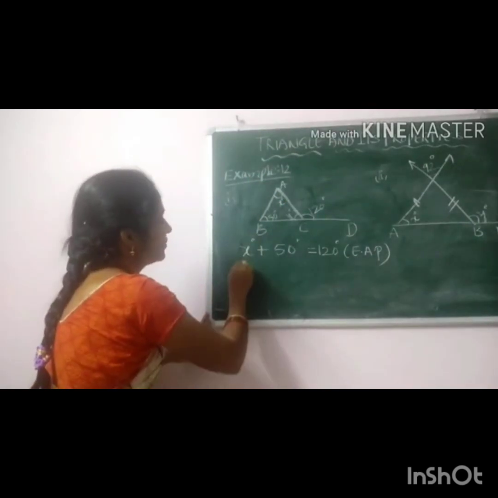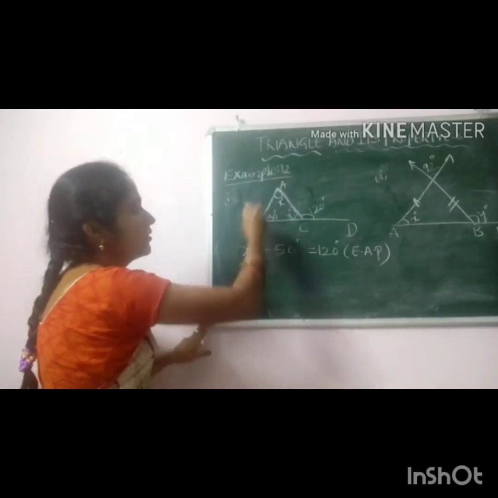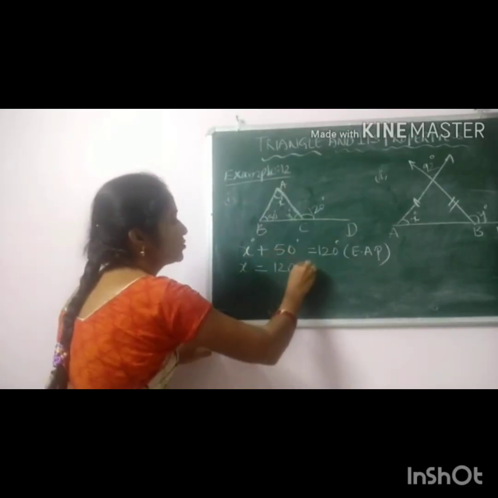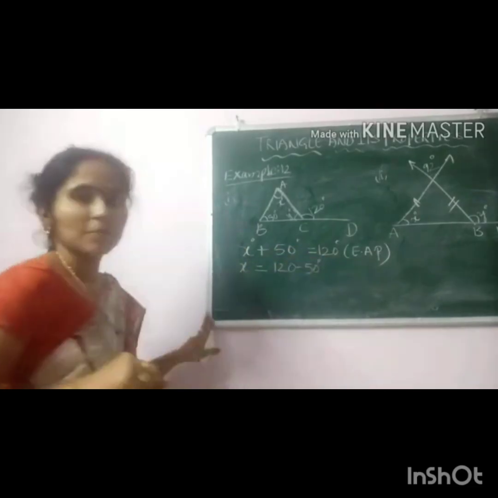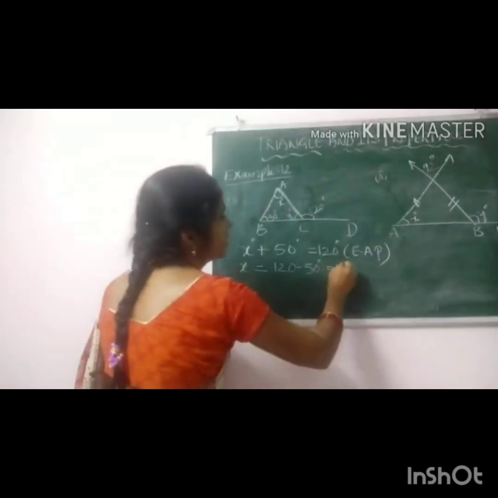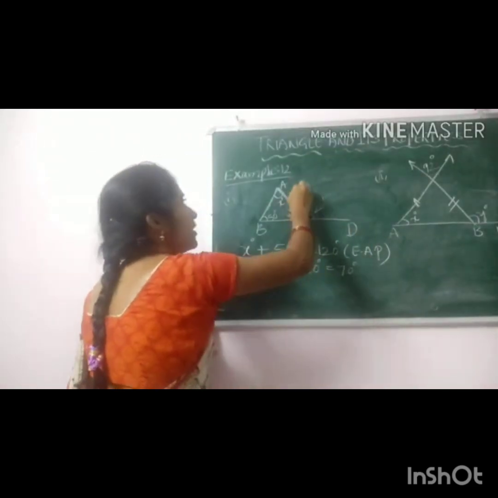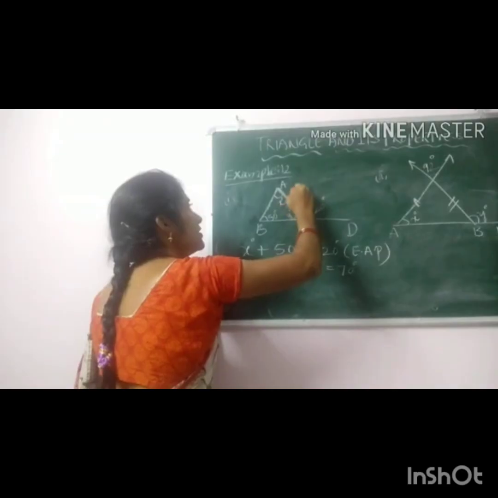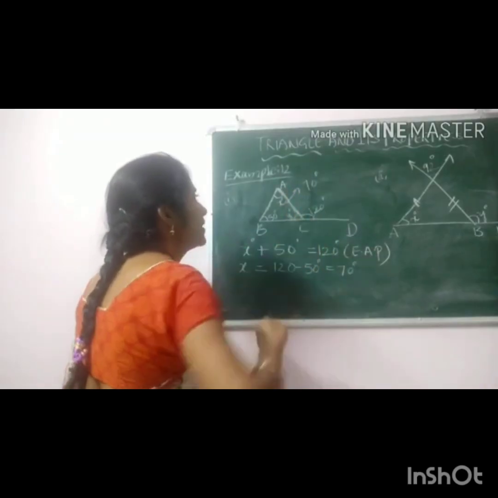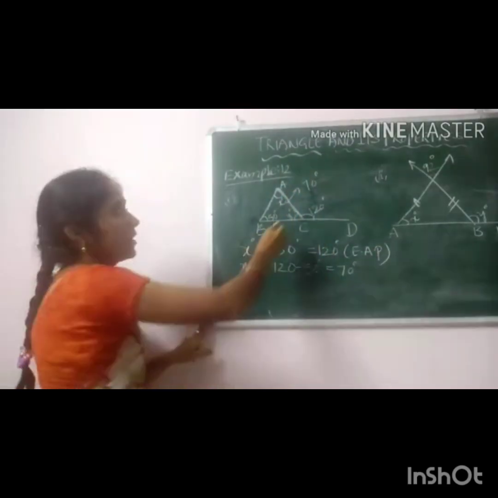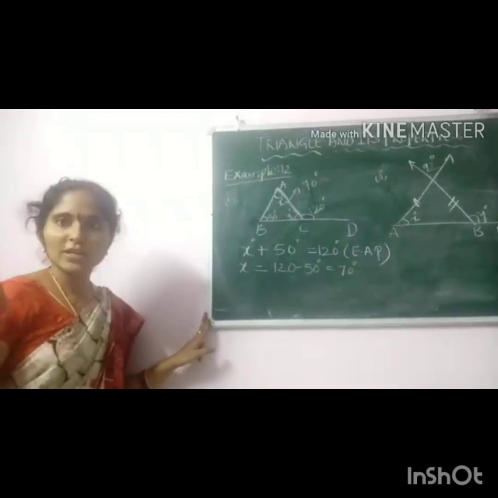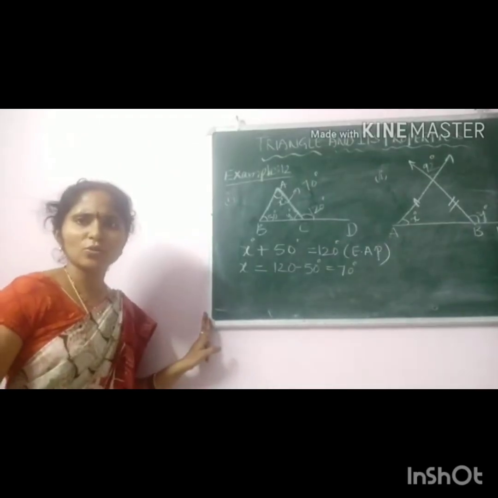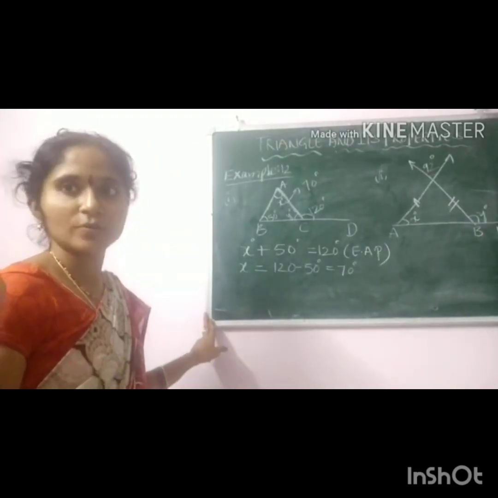Now easily we can find the x value here. Send this 50 degrees to the opposite side, it becomes minus. So 120 minus 50, 70 degrees. So we got the x value. The x value is 70 degrees. Now we can find the value of y. If we know two things, we can find the y value.